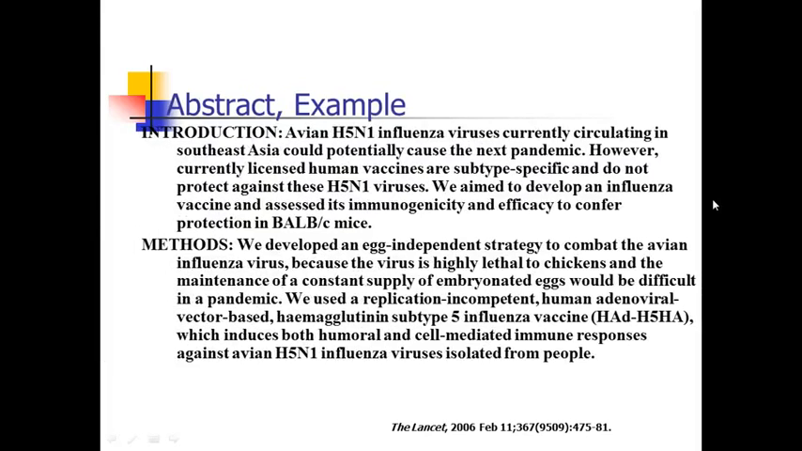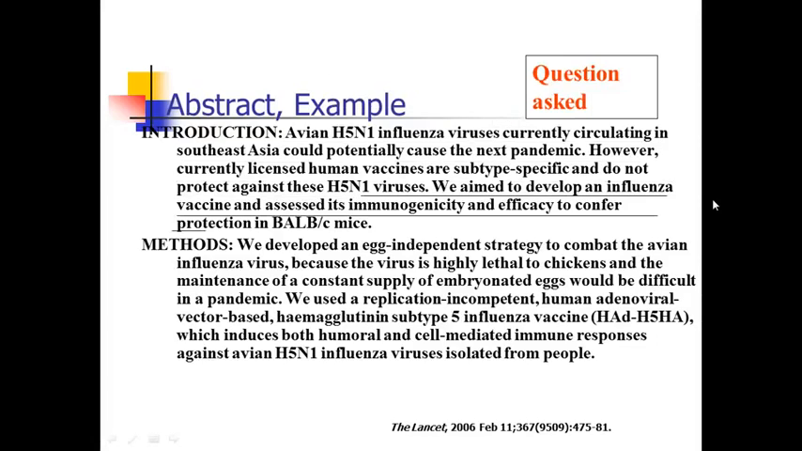So here's an example of an abstract. This was looking at influenza virus and a potential vaccine. They were trying to create a vaccine for avian flu. And so here's the background. So we know that avian flu is a bad thing and people are worried about it, and they're trying to create some kind of vaccine. And we don't really have a good vaccine yet.